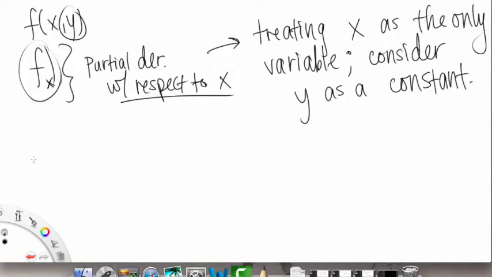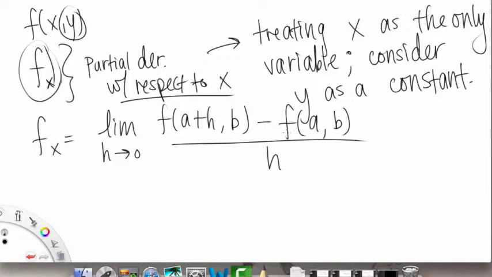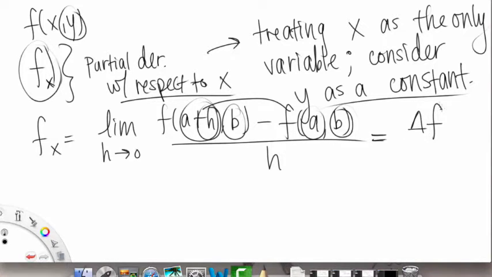The formal definition of f subscript x is the limit as h goes to 0 of f of a plus h, b, minus f of a, b, all over h. See how our x spot changed? We have that plus h added to the a, but the b stayed the same. So y is a constant, and x is the one that is changing. This measures how much our function changes in response to a change in the x variable, or in the x direction. So x is our variable here.